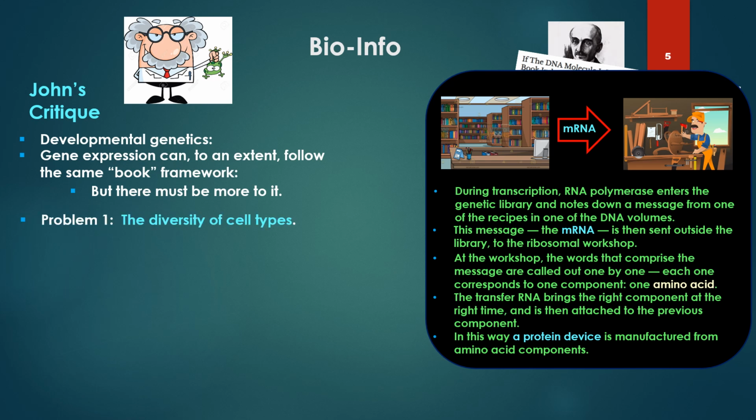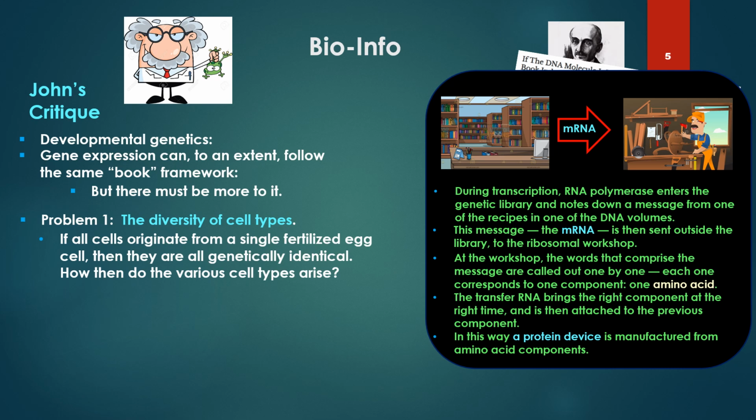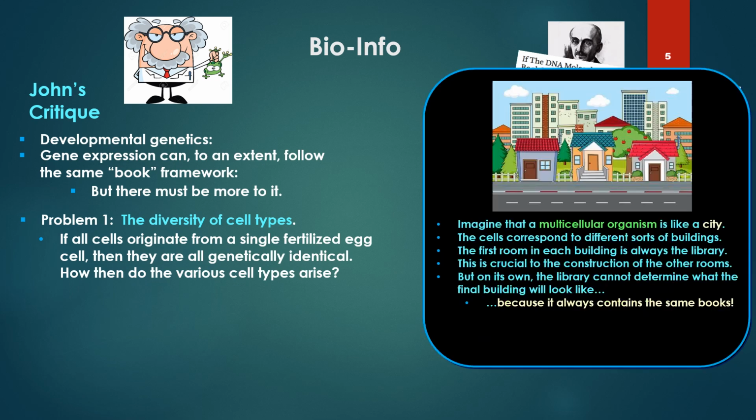Problem 1, the diversity of cell types. If all cells originate from a single fertilized egg cell, then they are all genetically identical. How then do the various cell types arise?